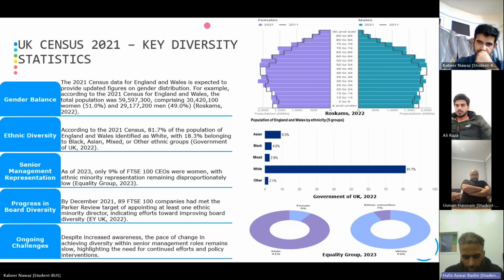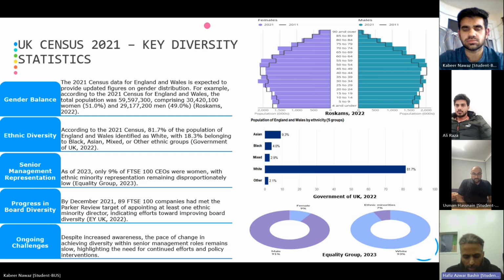This slide presents an overview of diversity within the UK workforce, focusing on gender balance, ethnic diversity, leadership representation, and ongoing challenges. Starting with gender balance, the 2021 census shows an almost even split between males and females in England and Wales, with women representing 51% and men 49% of the population. The population pyramid on the right visually compares gender distribution by age groups in 2021 versus 2011.